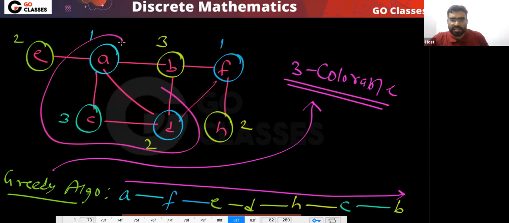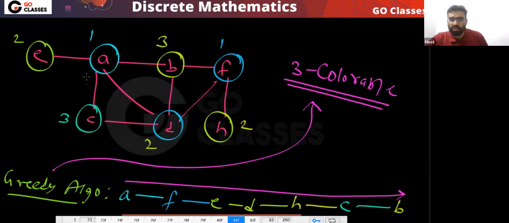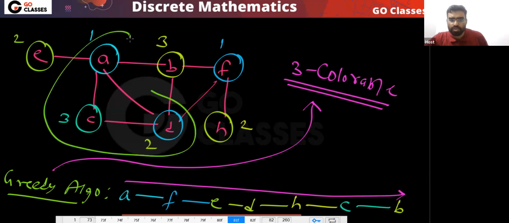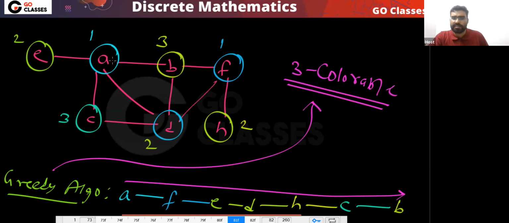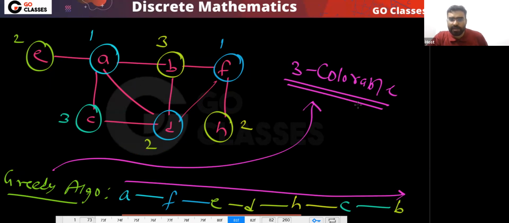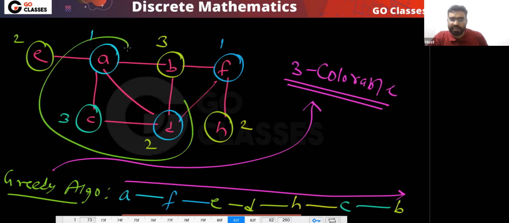Because see, this is a triangle. So three colors we need. Yes or no, Kusal? We need three colors. Whatever you do, you cannot do it using fewer than three colors. Because this is a triangle, we definitely need three colors. So this greedy algorithm is saying it is three colorable, and this triangle is saying that a minimum of three colors is definitely needed. So now finally I can say what the chromatic number will be.